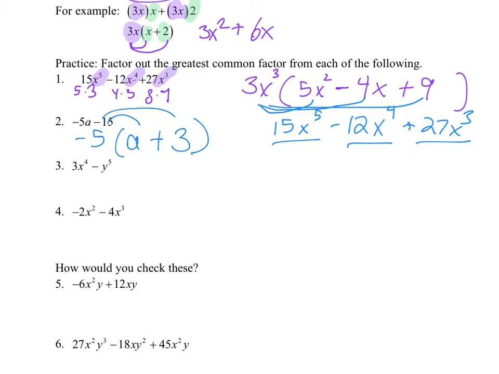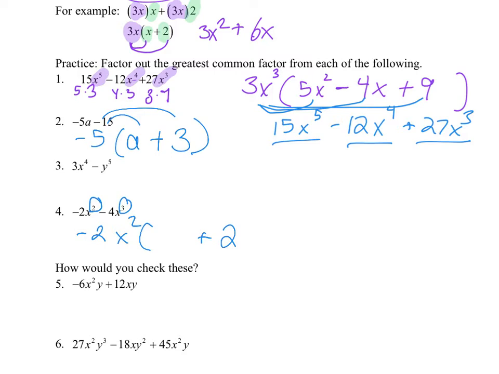Okay, number 4. I can factor out a negative and a 2. And that's going to leave me with a plus 2 where the 4 is. X squared and x to the 3rd. Sorry, I couldn't see the 2. X squared and x to the 3rd. So the x squared is what I can get out.